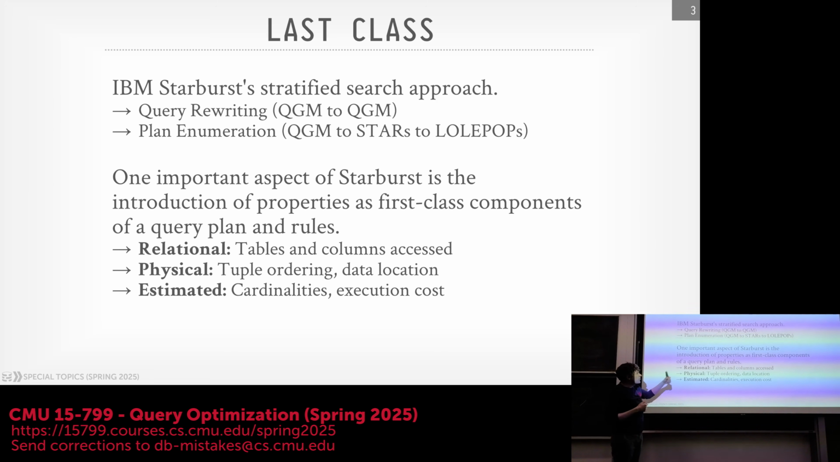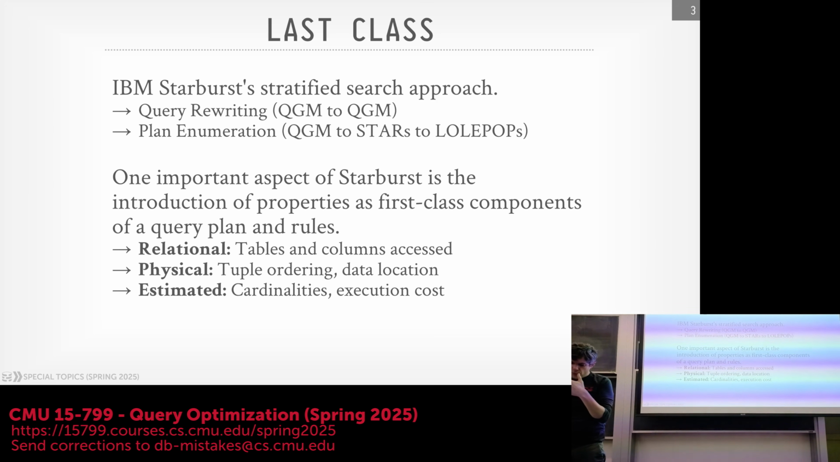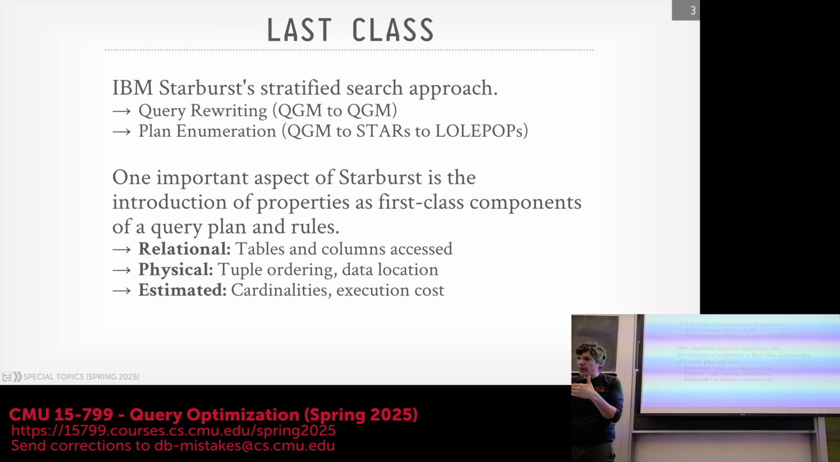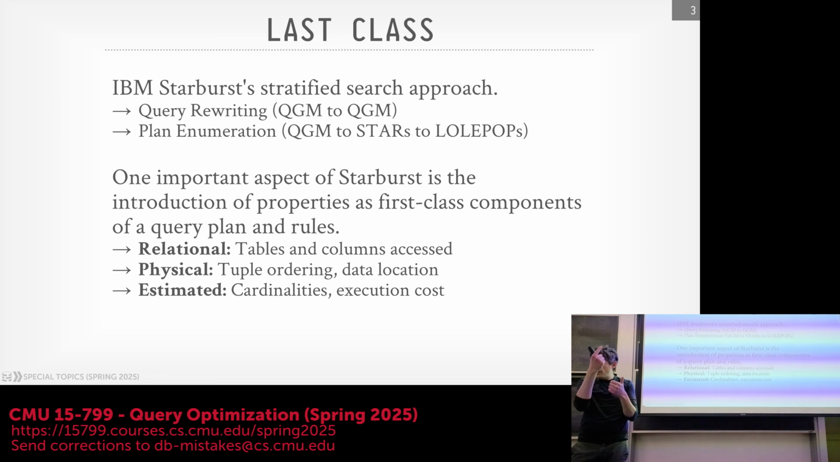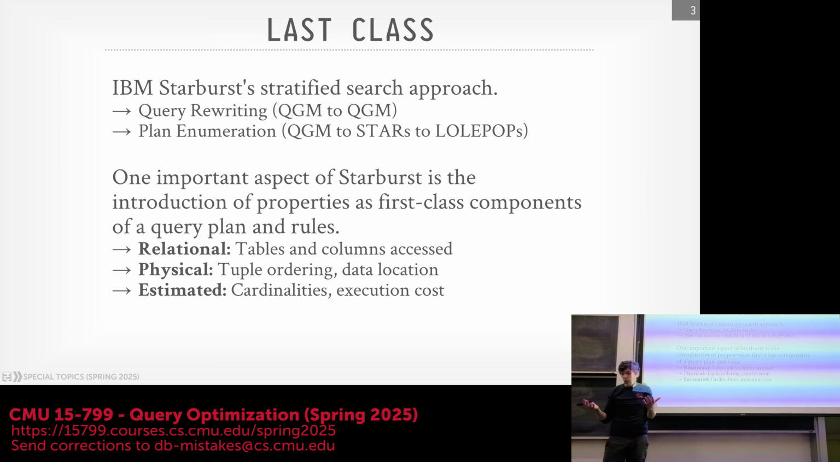Then they introduced this idea that the properties now are going to be first-class components in the query plans and the rules, where the rules can be aware of whether or not a transformation is going to change the query plan in such a way that it would not be able to satisfy a property that's required by something above in the query plan. Like the sort order is the one that we keep seeing over and over again.